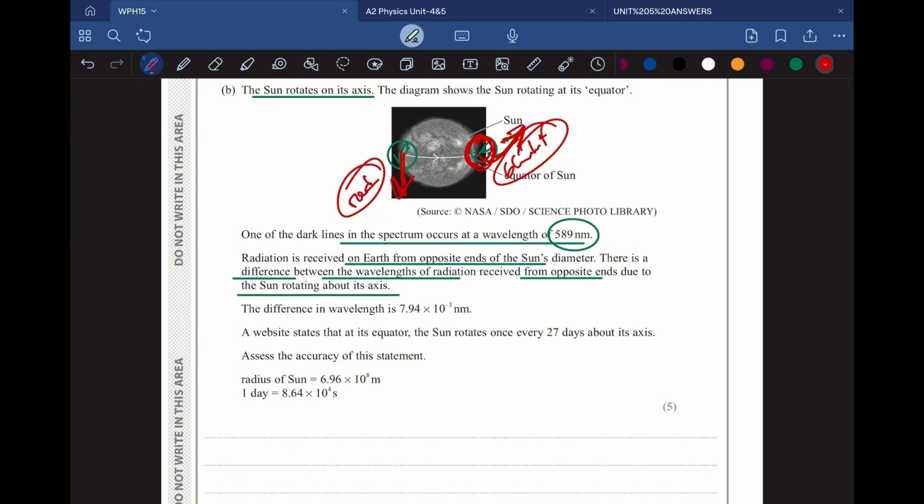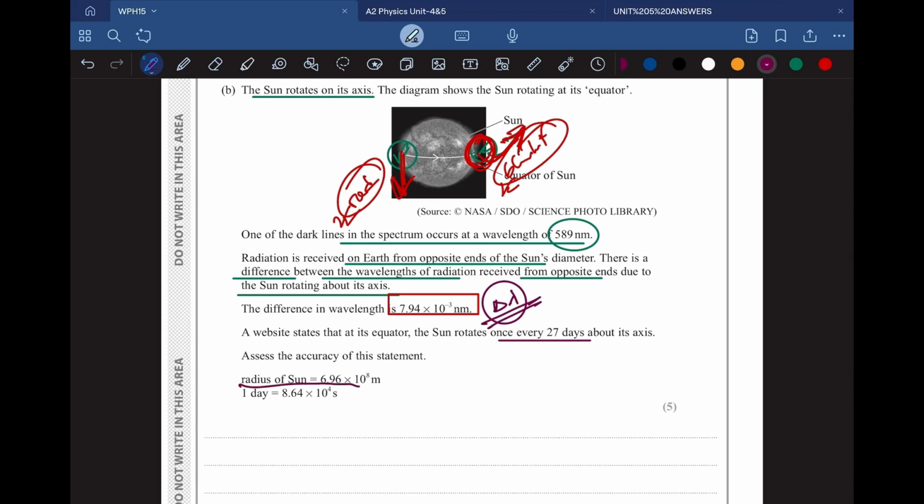Okay, the difference in wavelength is this. So this is the difference that they have given. Now this difference is between the wavelengths of them, but we are only concerned about the difference, the del, which is basically the del lambda. Okay, they have given us this as the del lambda. All right, now our website states that at its equator, the sun rotates once every 27 days about its own axis. All right, so they have given us the time it takes for the sun to rotate once, every 27 days. Assess the accuracy of this statement.